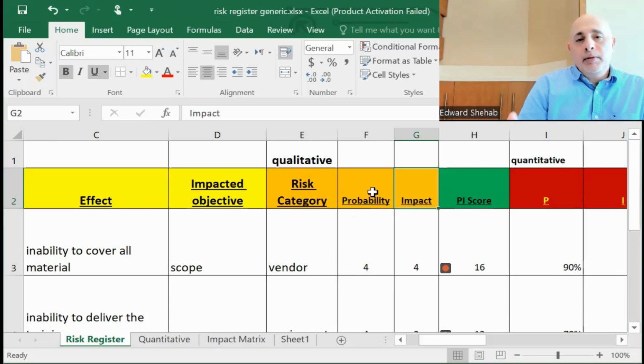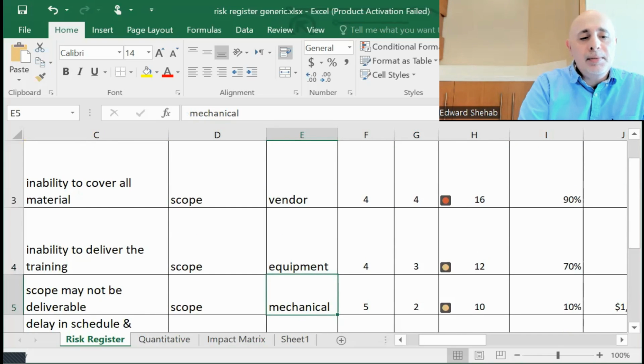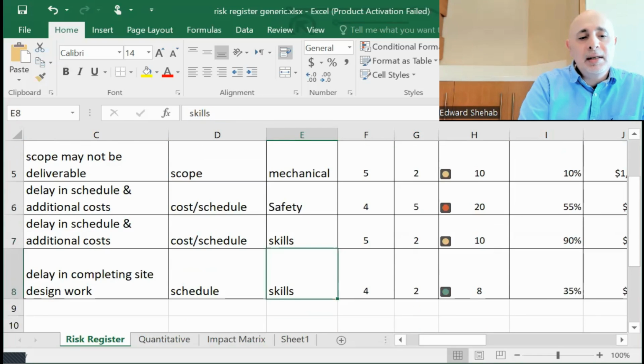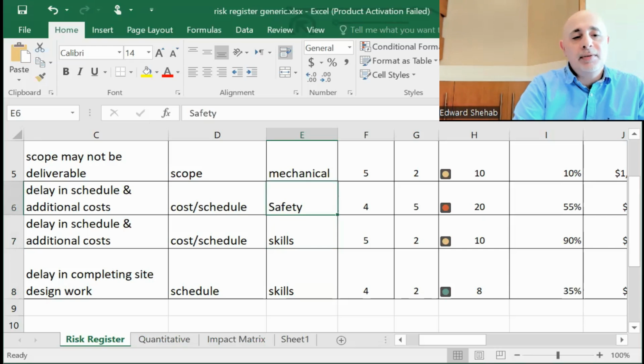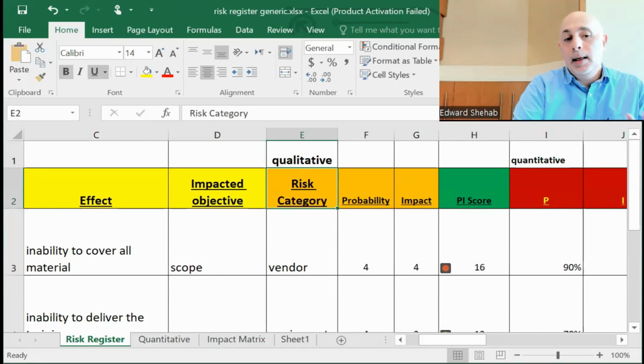So categorizing the risk is an easy one. It depends how your organization categorizes stuff. So for example, I have risks that relate to vendor, and I have risks that relate to equipment, mechanical issues, safety issues, skills related issues. You'll see some of them will repeat. And the value of categorizing the risk is that you'll know where the majority of the risks sit, in which category. And if you feel like you want to outsource that, then you can outsource that whole group under that category. So that's the benefit of categorizing your risks.